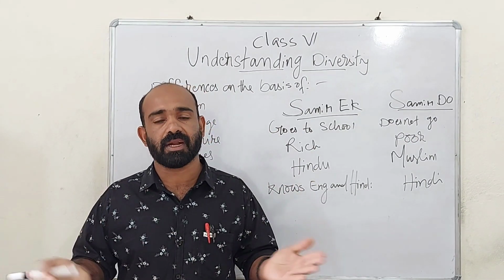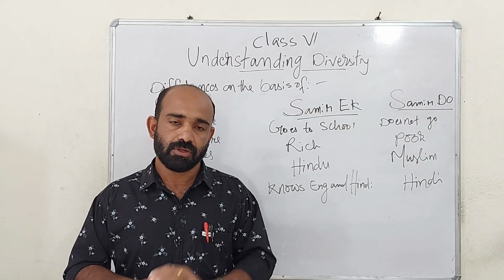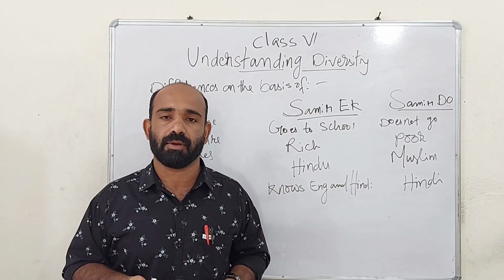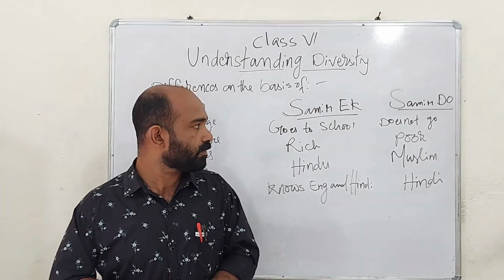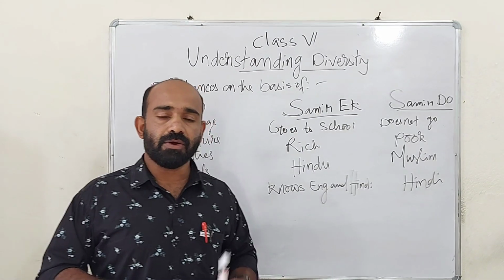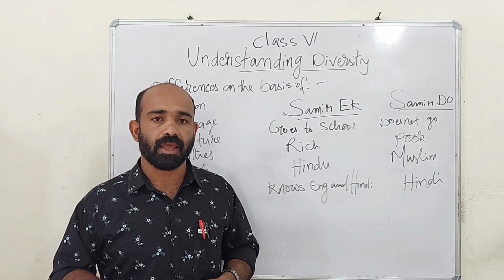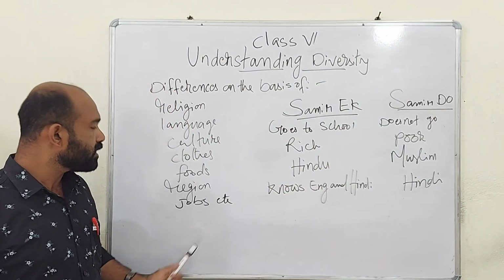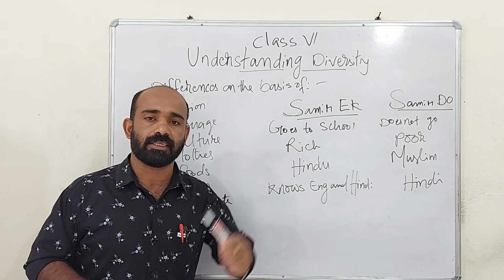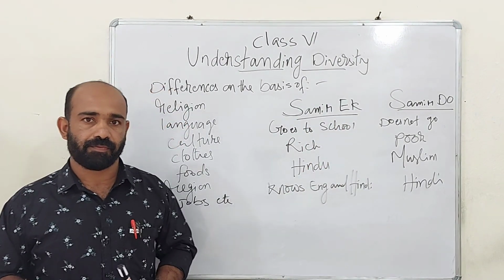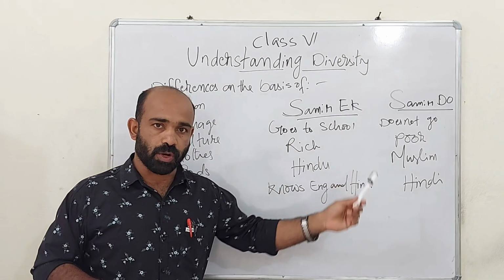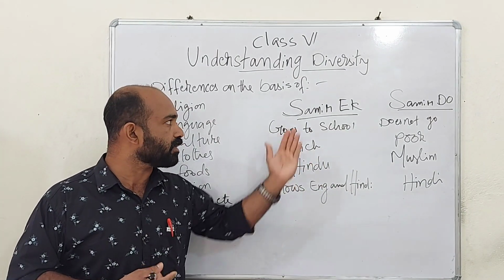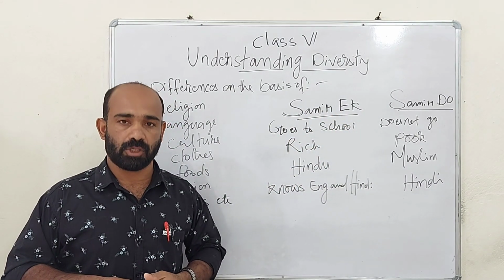And people may be wearing different types of clothes. So all this can be called differences. These differences can be called diversity. And in order to understand a little more deeply, in the chapter you can see a story of Samir Ek and Samir Do. When you read the story, you can clearly understand the differences between Samir Ek and Samir Do.